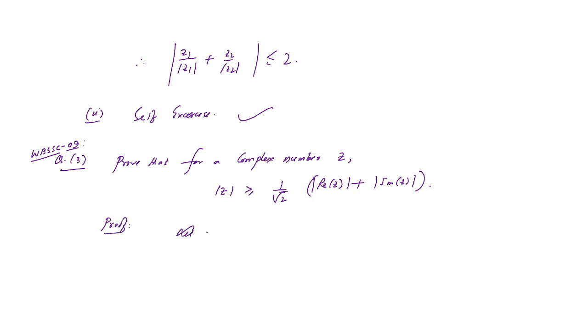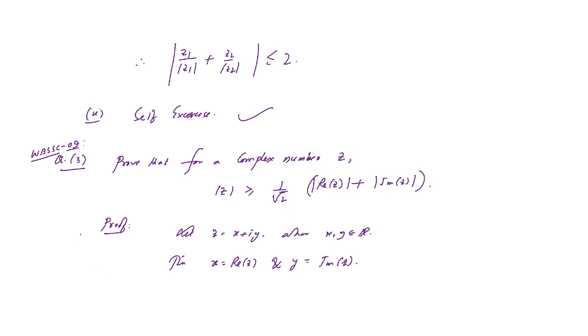So you just consider z equals x plus iy, where x and y are both real numbers. So then what is x? x is basically the real part of z, and what is y? y is basically the imaginary part of z.